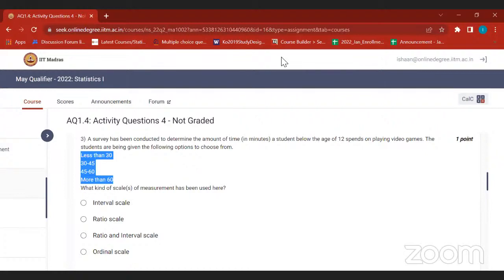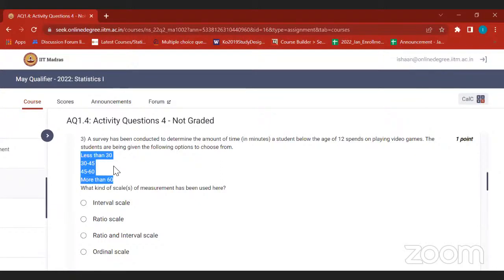Sir, please explain why it is ordinal. I thought it's interval, because it states less than 30 and more than 60. Can we add these two, less than 30 plus 30 to 45? Does addition subtraction make any sense over here? No, we can't, sir. That's why it's ordinal.